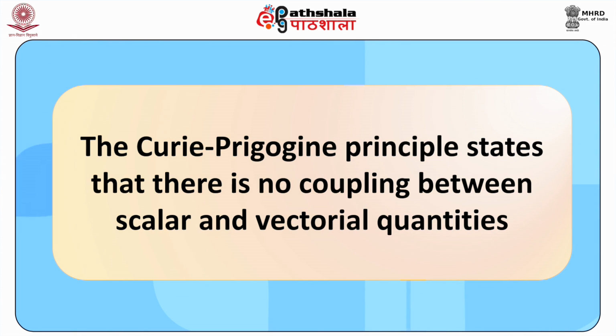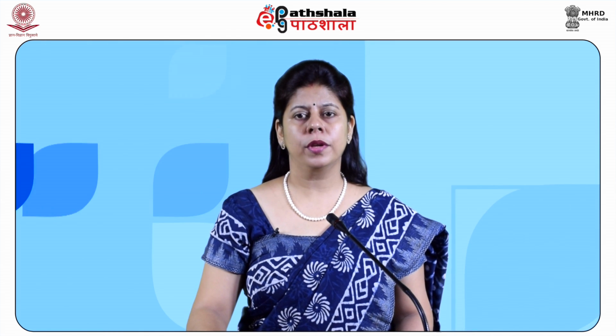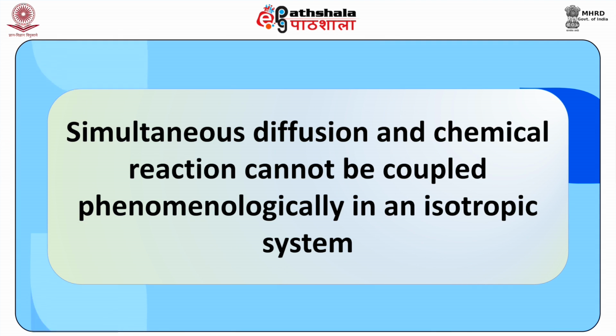As Lvv should be invariant under any rotation of the coordinate system, this leads to the conclusion that Lvv must be a scalar for an isotropic system. Thus, the Curie-Prigogine principle states that there is no coupling between scalar and vectorial quantities, since it is based on considerations of Curie regarding the cause and effect relation in static systems of different symmetry. It was extended by Prigogine to irreversible systems in flow. An important conclusion from this principle is that simultaneous diffusion and chemical reaction cannot be coupled phenomenologically in an isotropic system.